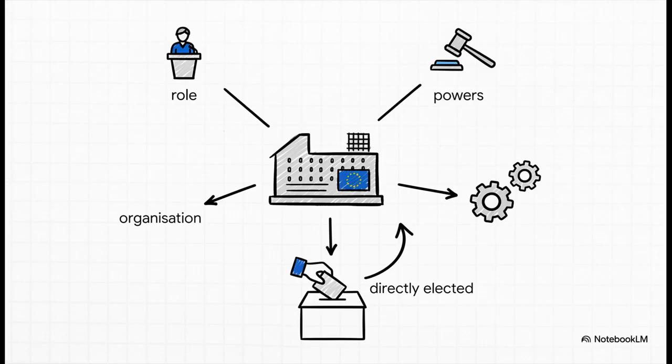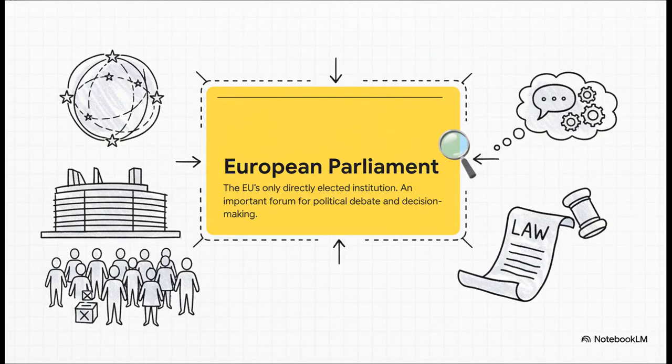to represent EU citizens. The European Parliament is the sole directly elected institution of the European Union. It serves as a significant forum for political debate and decision-making at the EU level. Its primary function is to represent the interests of EU citizens.